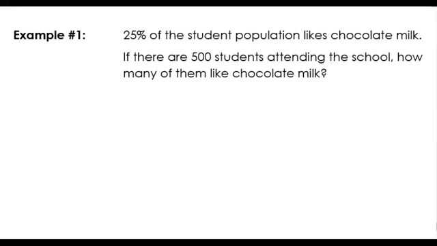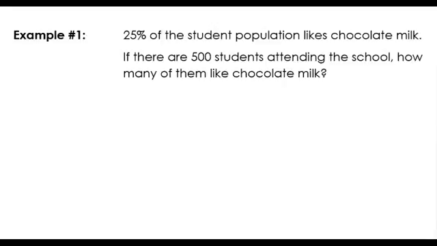So let's look at a question involving percents. In this case, I say 25% of the student population likes chocolate milk. If there are 500 students attending the school, how many of them like chocolate milk? All right, so I've chosen this example because the numbers are nice and friendly, and I'm going to set this up as a proportion. Remember, I'm trying to show you in this lesson how to think of percent as a proportion, but if you have alternate strategies that will enable you to solve the problem, that is perfectly okay.